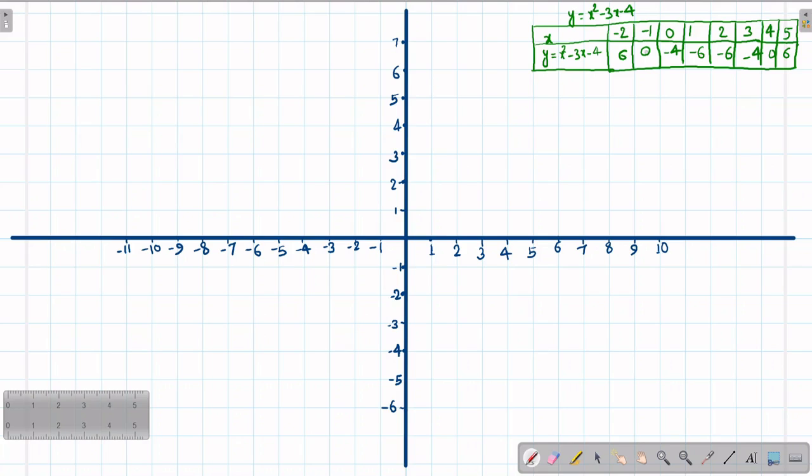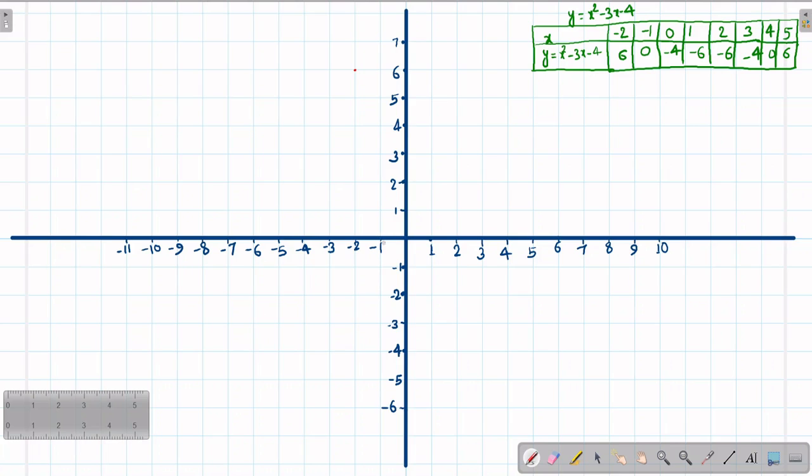Now plot the points -2, 6, -1, 0, up to 5, 6 on this graph. So let's draw first -2 and 6. So -2 is this one, and for that the y value is 6, we need to go upward for a positive value. So this is the point, this point is -2 and 6. Next point is -1 and 0. So -1 is this one, and 0.